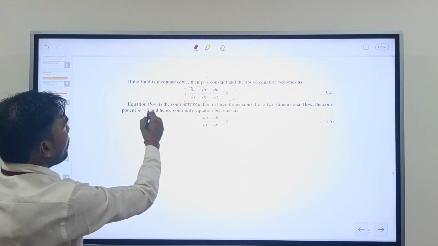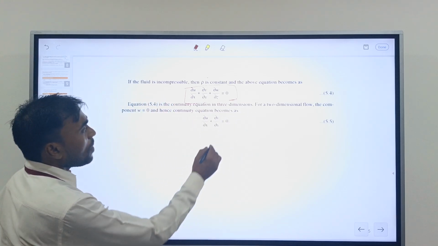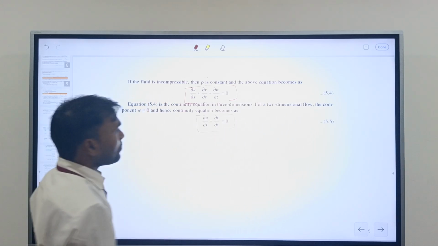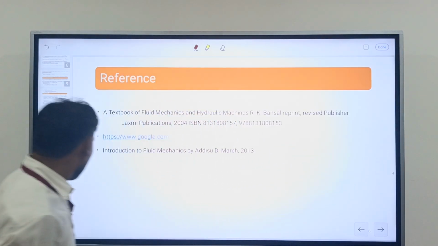Equation 5.5 is considered as the continuity equation for three-dimensional flow. For two-dimensional fluid flow, it will be reduced to del u by del x plus del v by del z equal to 0. So this is it for today's lecture.